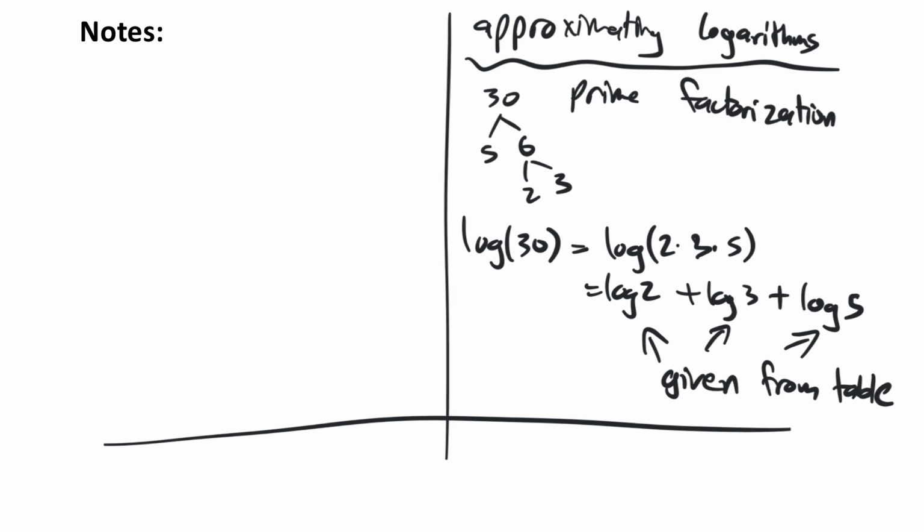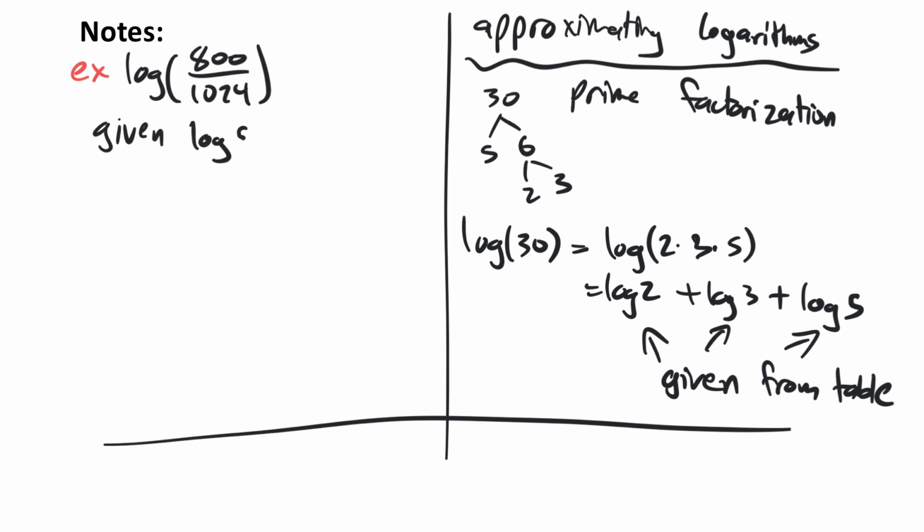So as an example here, why don't you find log of 800 divided by 1024? And to do this, I'm going to give you 2 values. I'm going to say you're given log of 5, and you're going to be given log of 2. So log of 5 is 0.699. Log of 2 is 0.301. So I'll give you those 2 values, and you got to figure out the rest.